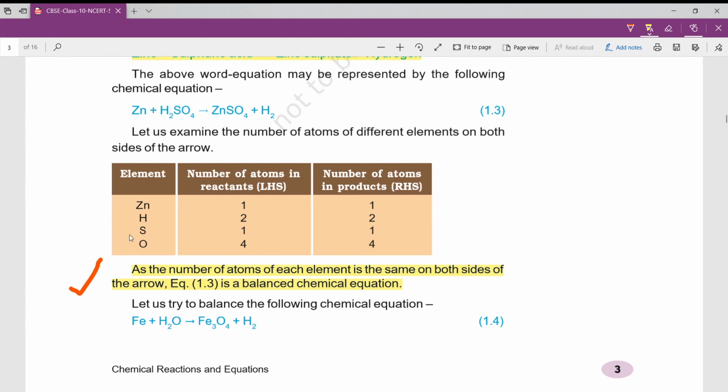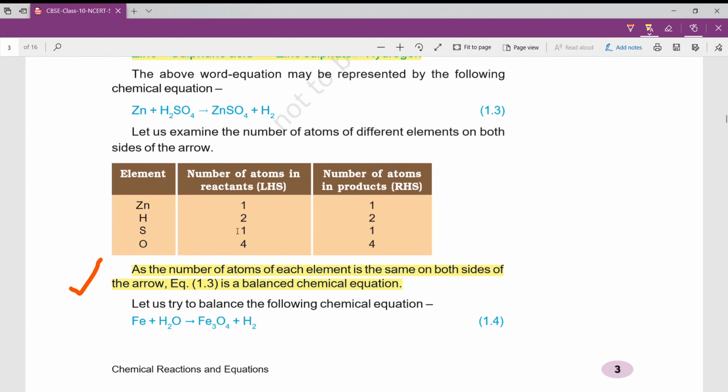Now we'll see the number of atoms of reactants on the left hand side and the number of atoms on the product side. On the reactant side, only 1 atom of zinc is there, so 1, and hydrogen there are 2. Sulfur 1, oxygen 4. These are as a part of H2SO4. Similarly, on the product side, the number of zinc atoms is 1, sulfur is 1, oxygen is 4 and hydrogen is 2. We can see it is clearly balanced, right? 1 zinc in the reactant and 1 zinc in the product.